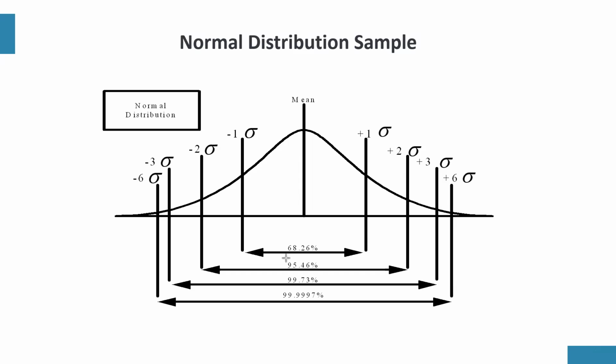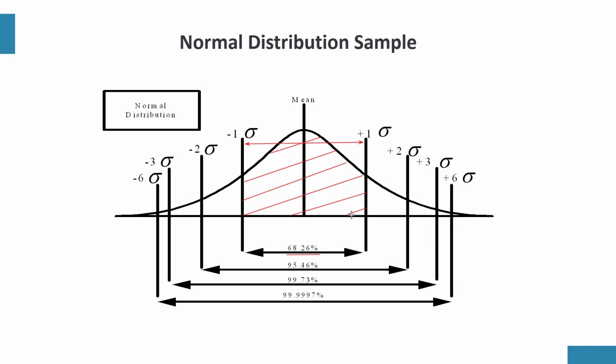For example, 1 sigma has an area of 68.26% of the entire population. What is 1 sigma? It is the distance between plus 1 sigma from the mean and minus 1 sigma from the mean. That's the distance, and the area under that distance is 68.26% of the entire population.